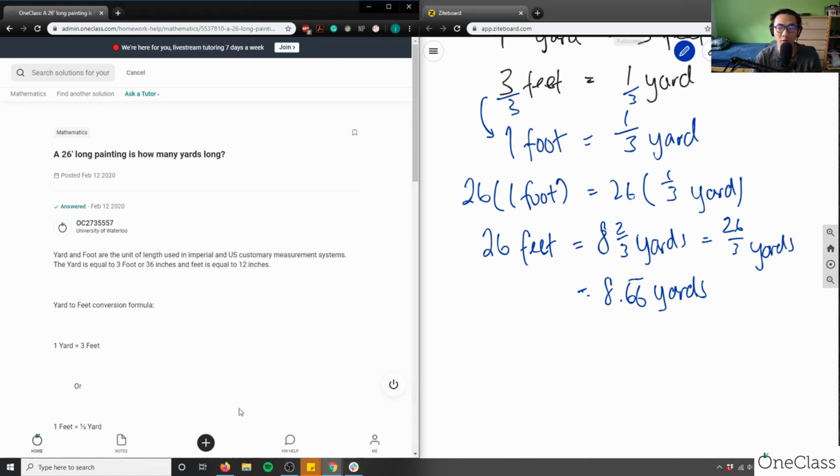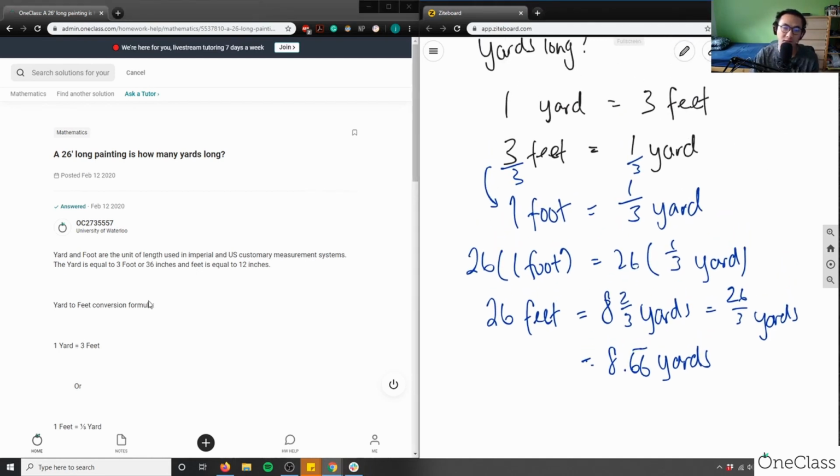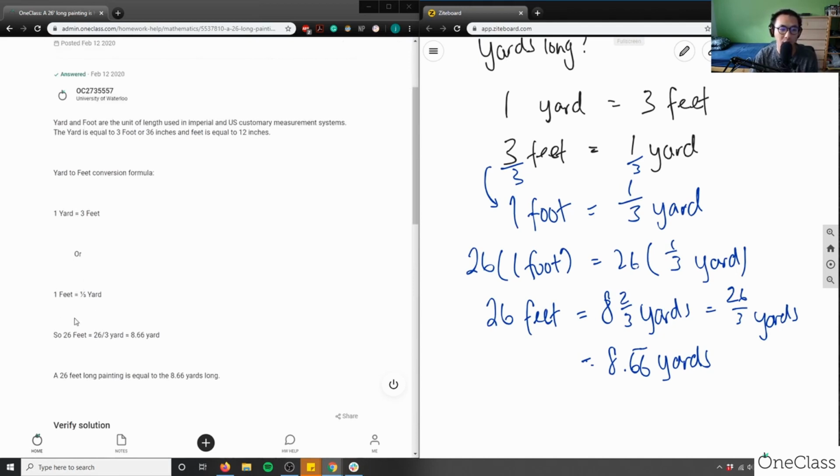Let's walk through the solution together. It says the yard to feet conversion is 1 yard equals 3 feet. That's good. That's what I wrote here, and that's what I based it off because this is a correct conversion formula. Or you can say 1 foot equals 1/3 yard. That's what I did here as our first step. So 26 feet equals 26 over 3 yards.